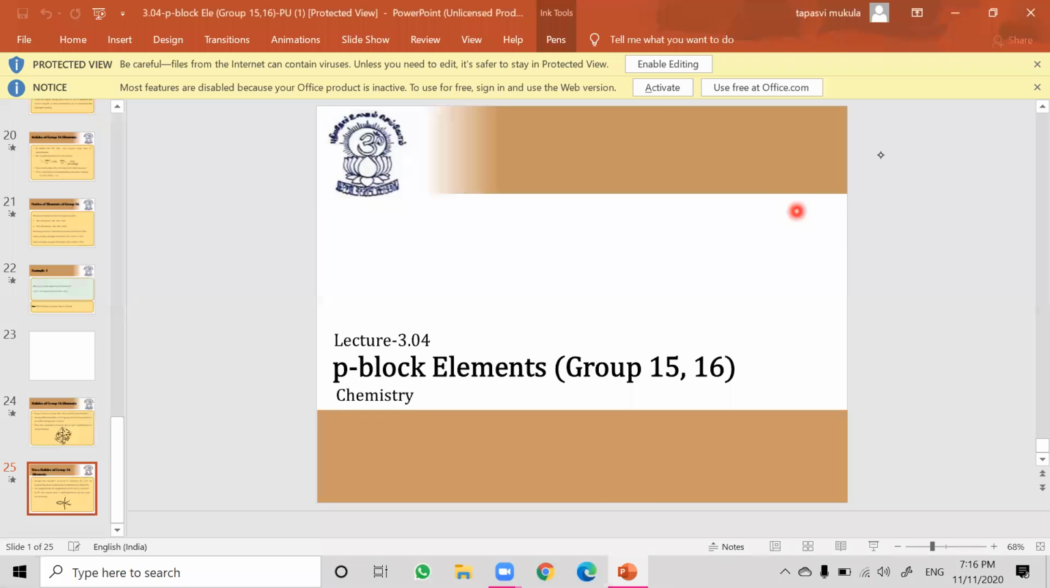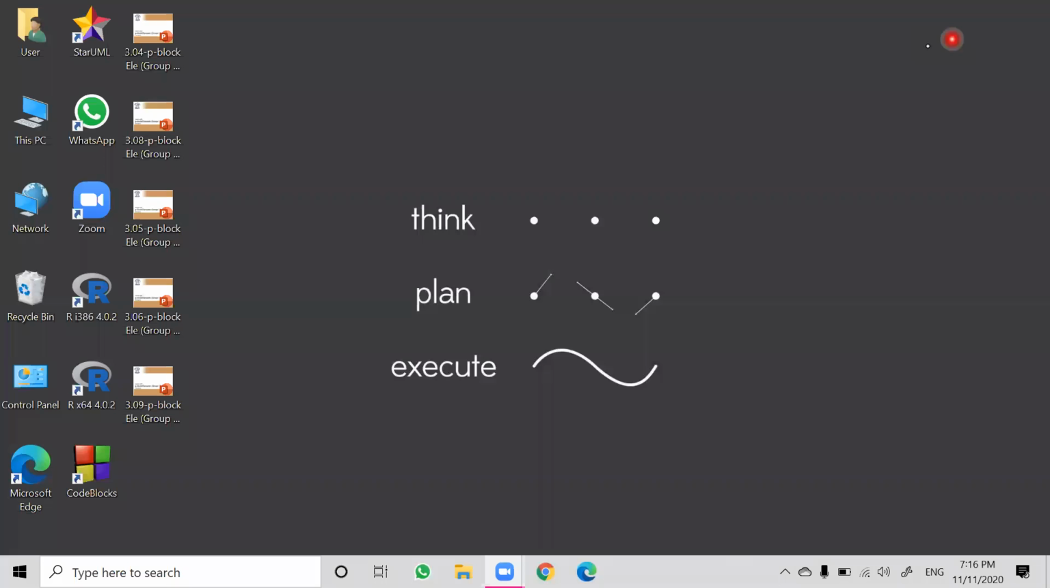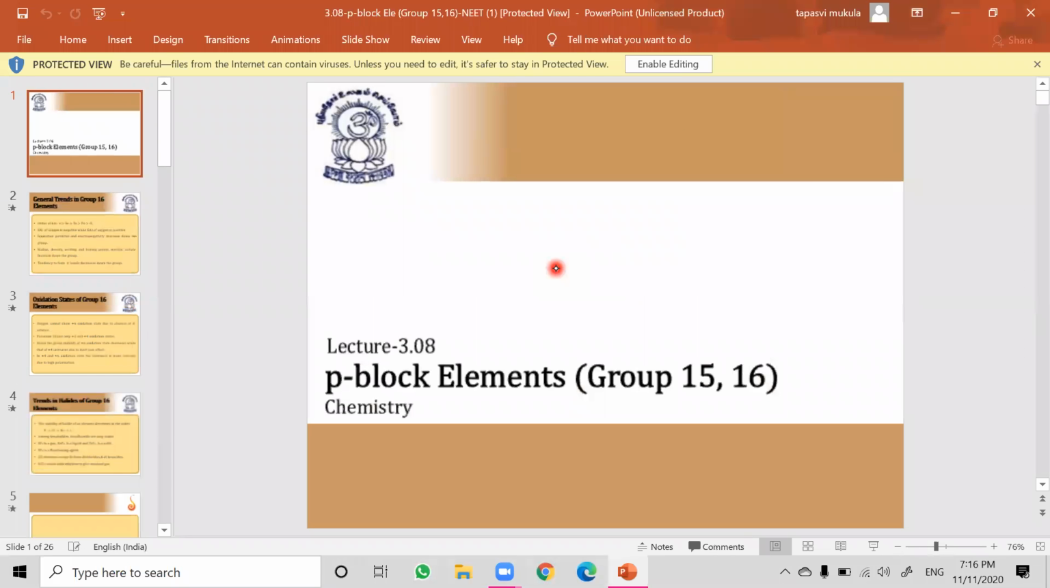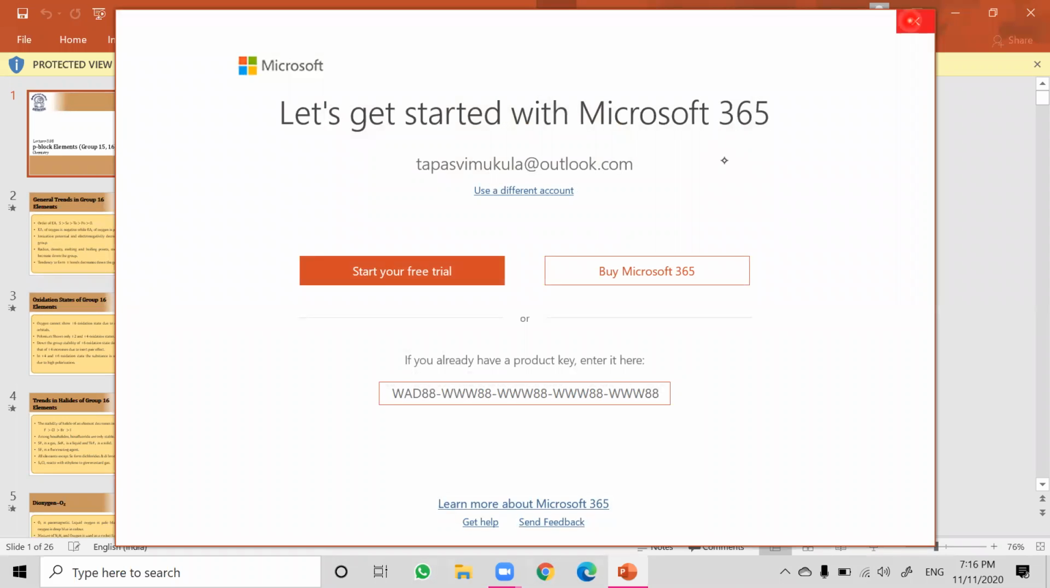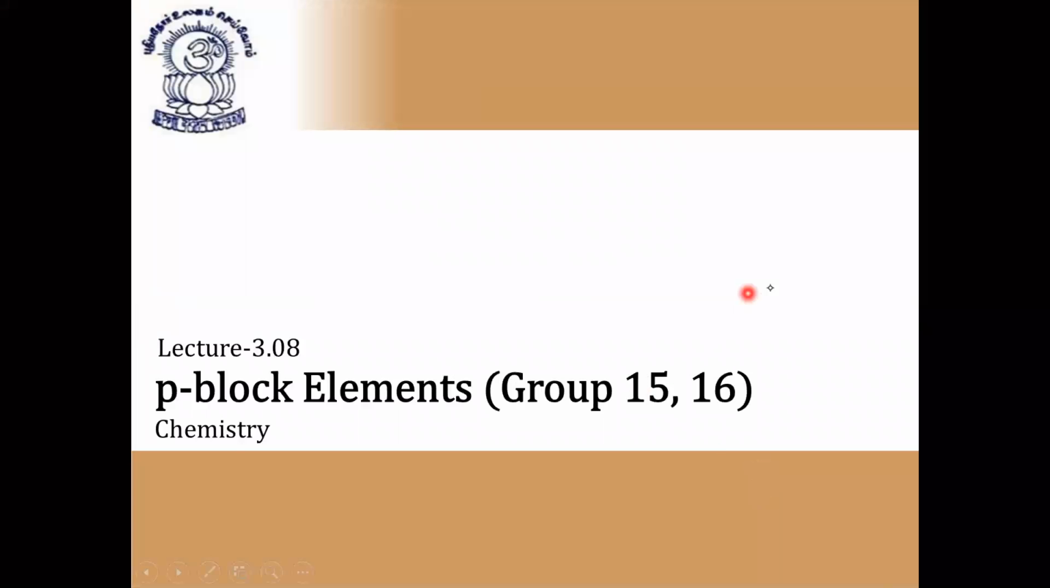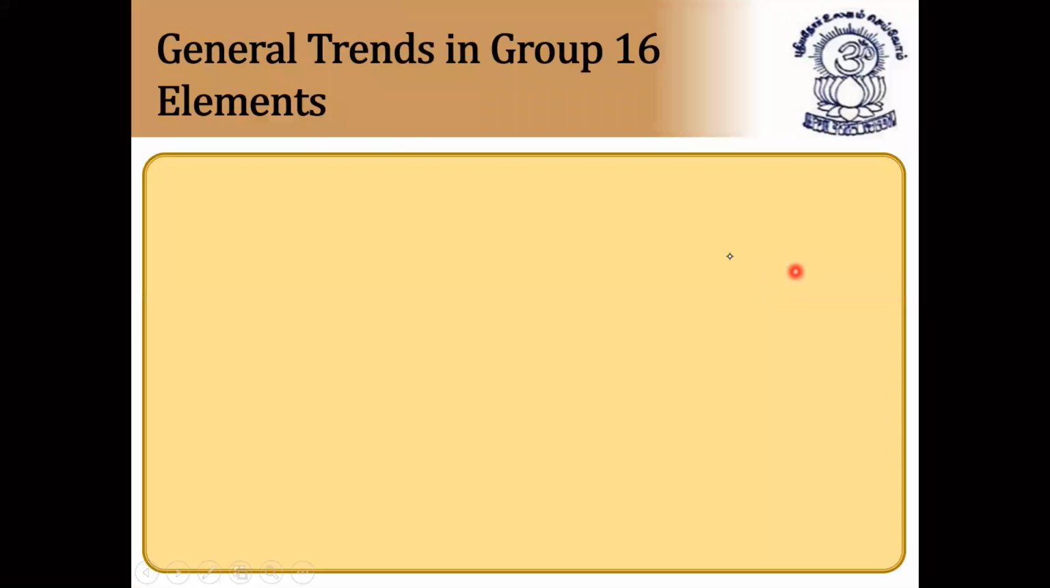Next, we'll continue with the general trends in periodic properties. Apart from this, we'll see more properties of group 16, that is sulfates, halides, oxides, and hydrides.